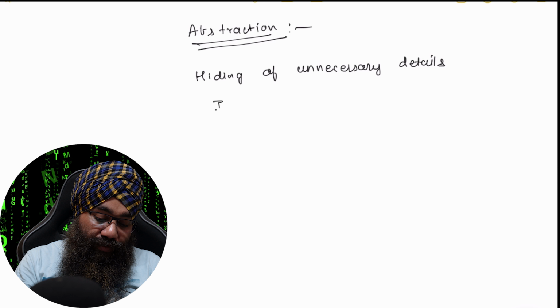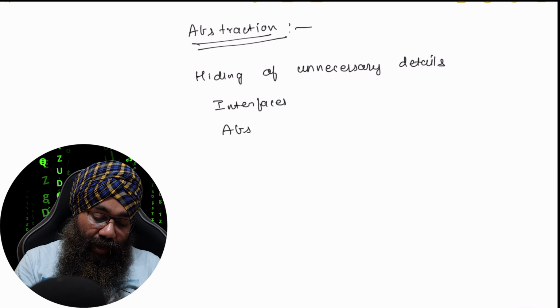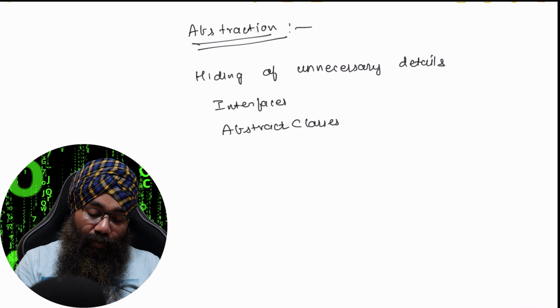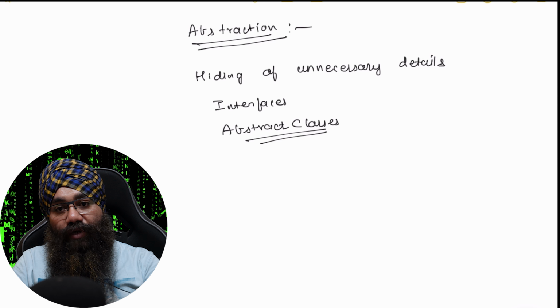It is achieved using two ways. First is interfaces. We already saw that, and we will revise a bit on that. And second is abstract classes. We'll learn about abstract classes as well. Let's go to the code screen to understand better.